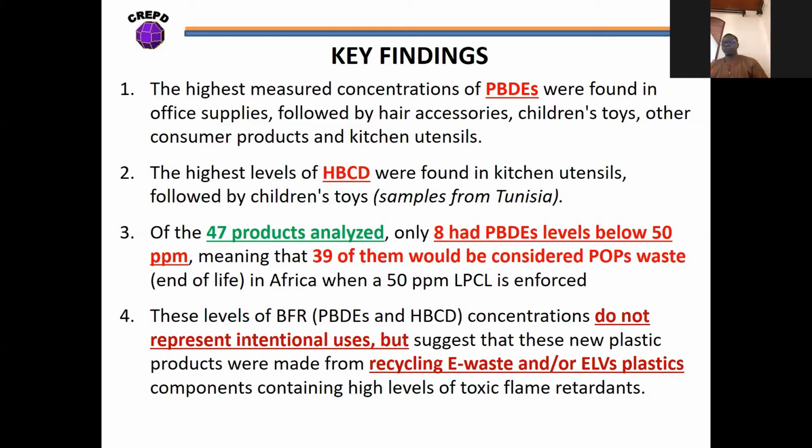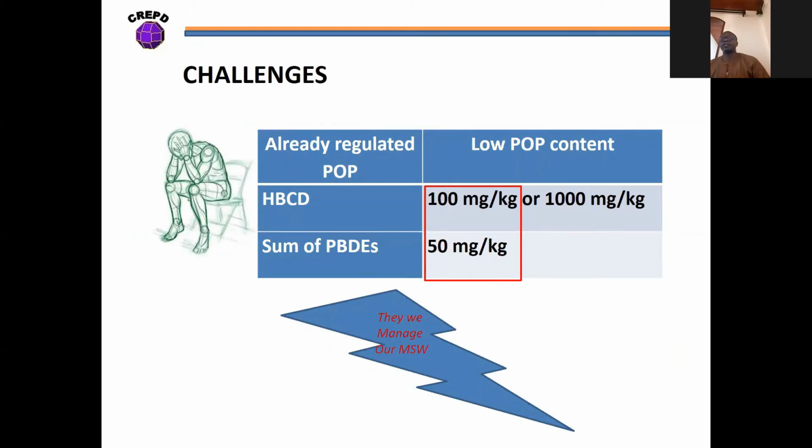Yes, this slide is about the challenge this data is presenting, because we see that most of these plastic items contain some PBDEs that are POP-regulated under the Stockholm Convention, very high above the proposed 50 ppm limit, that is the low POP content limit pushed by Africa. And when this stuff becomes waste, we are very worried about how it will be handled and managed, considering how waste is managed on the continent.